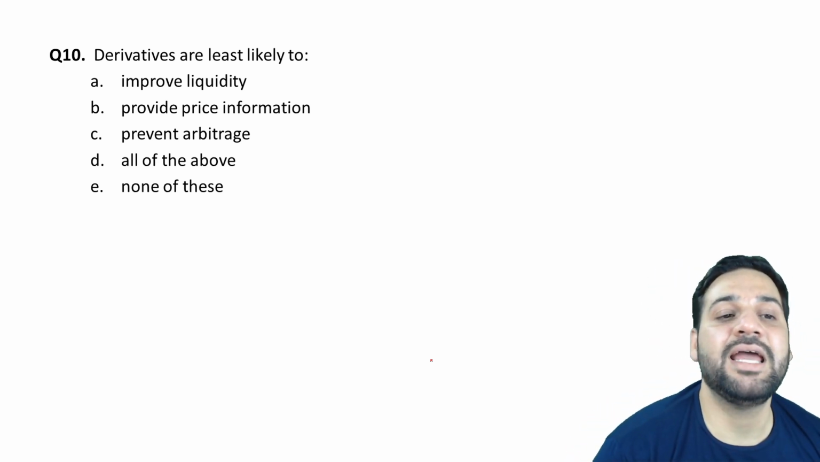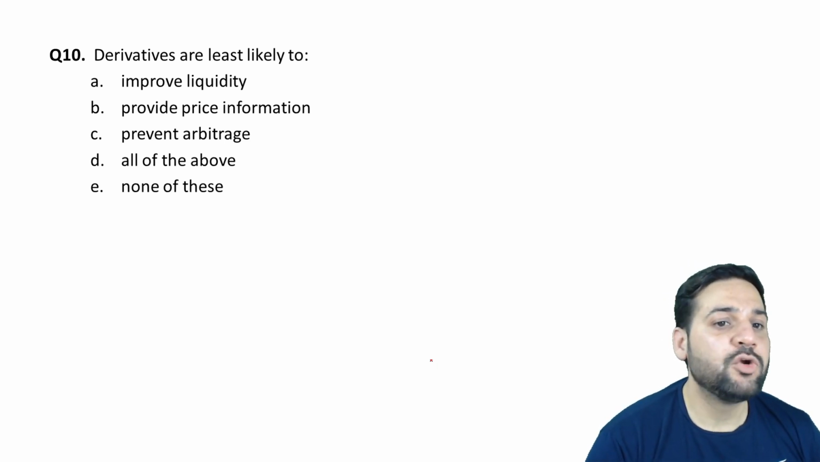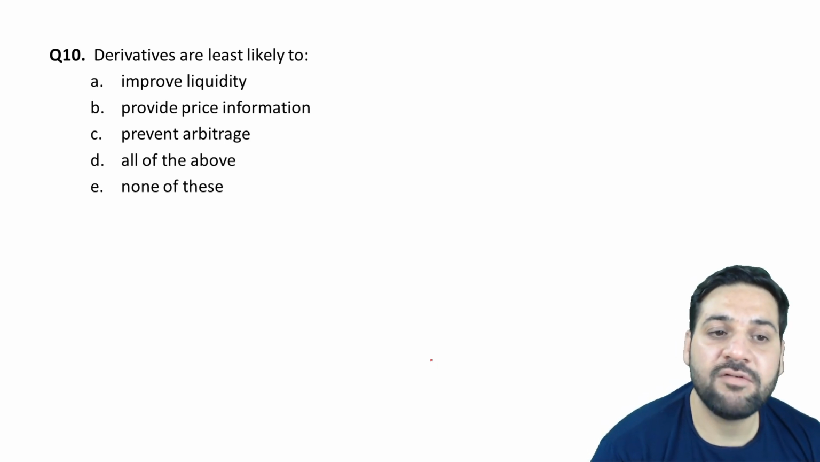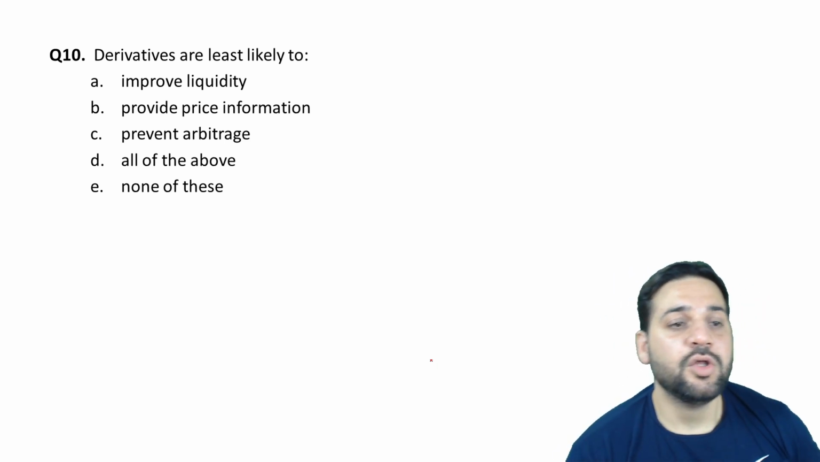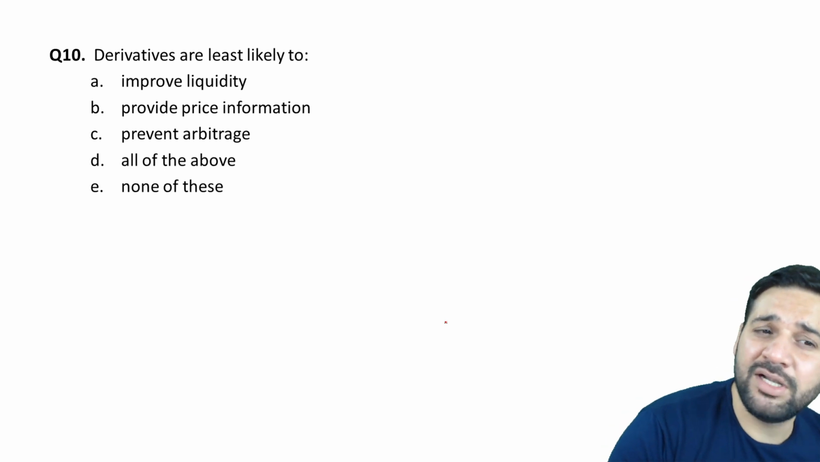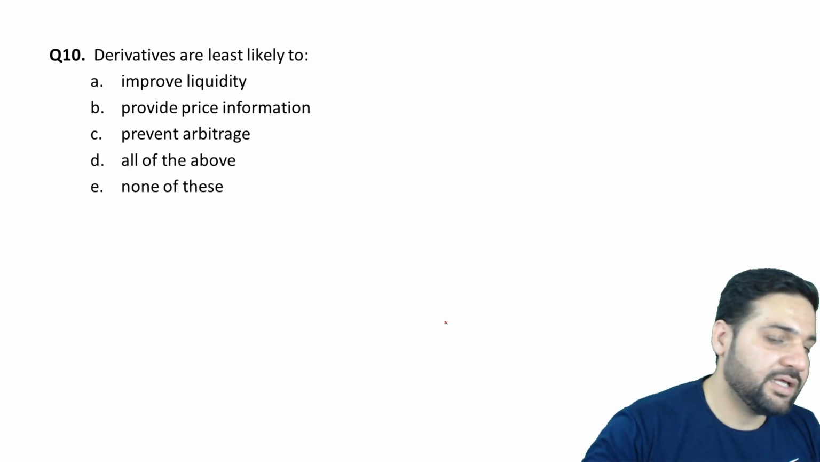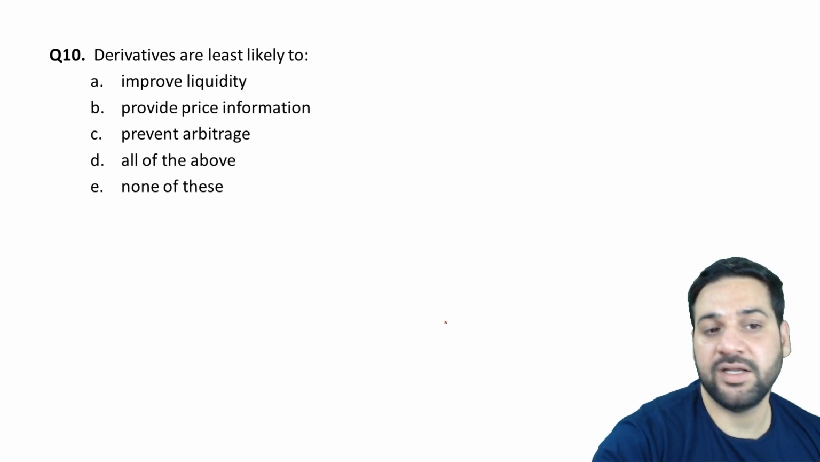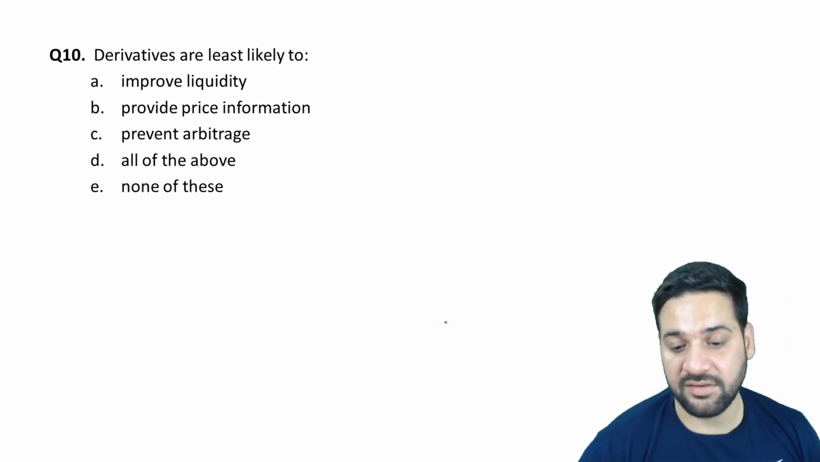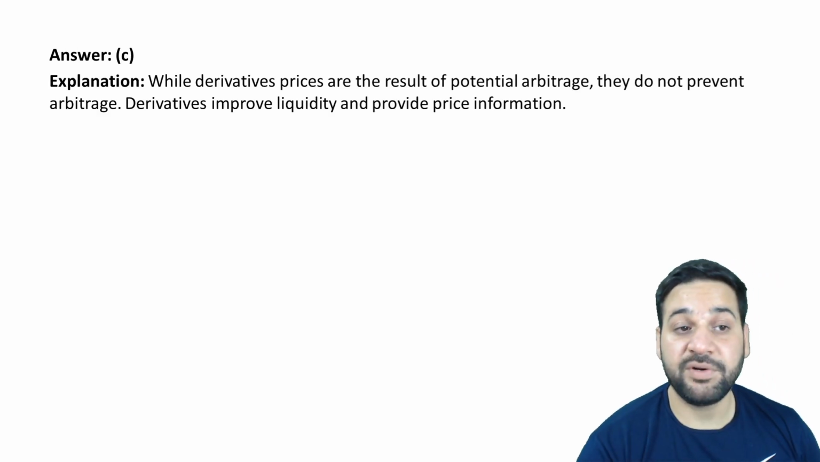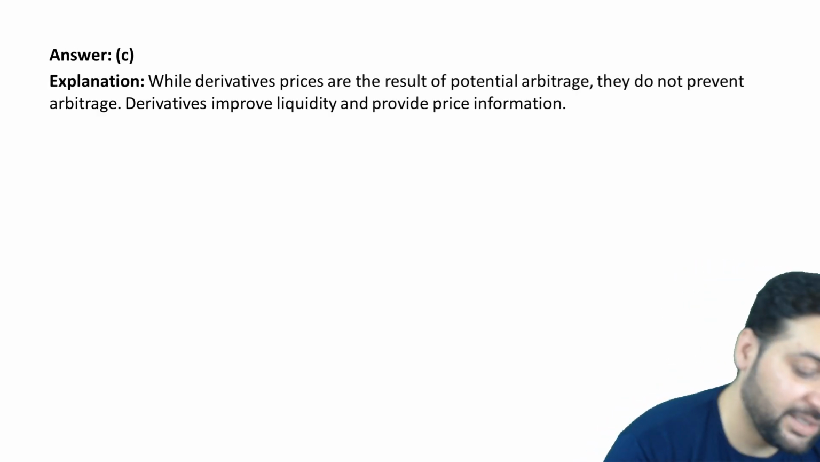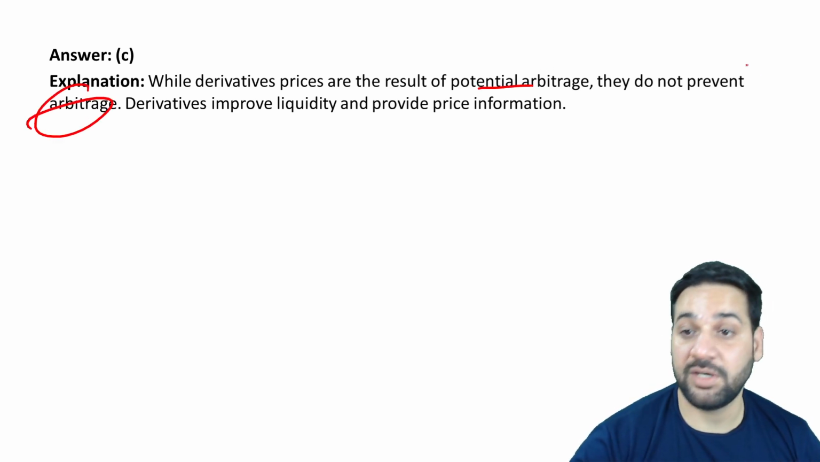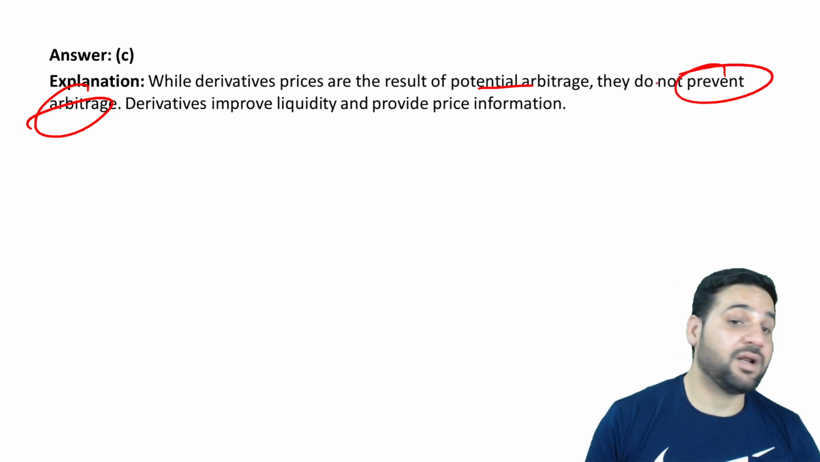Derivatives are least likely to improve liquidity, to provide price information, to prevent arbitrage, all of the above, or none of the above. So obviously, improving liquidity and price information, derivatives do that. Obviously, derivatives improve the liquidity. Obviously, derivatives provide price information, right? So prevent arbitrage. While derivative prices are the result of potential arbitrage, they do not prevent arbitrage.